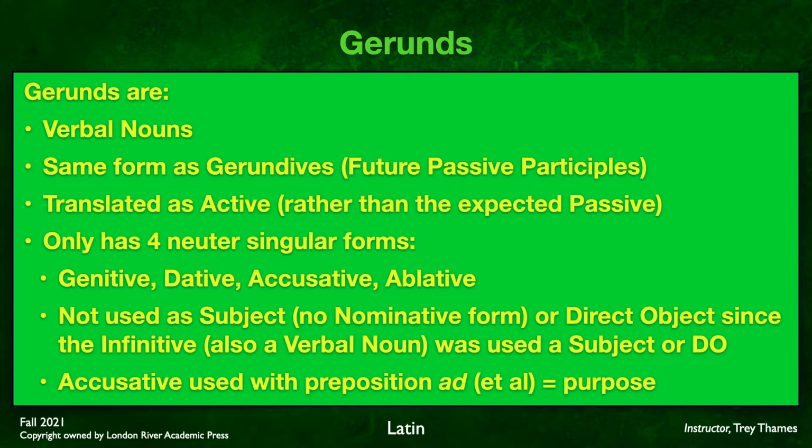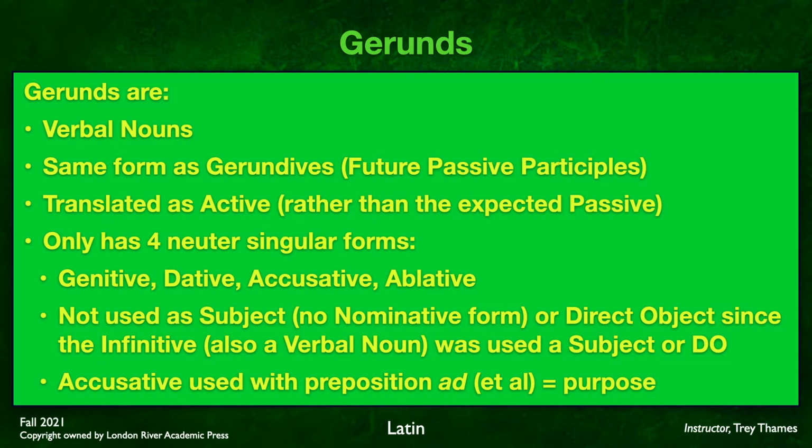There are only four forms of the gerund. They are the neuter singular forms, specifically genitive, dative, accusative, and ablative. There is no nominative because gerunds are never used as subjects, nor are they used as direct objects. Infinitives will be used. The verbal noun, the infinitive, will be used as a subject or direct object when needed, so that form will be used. There is an accusative form, but it's never used as a direct object. It will be used with the preposition ad or certain other prepositions to indicate purpose.